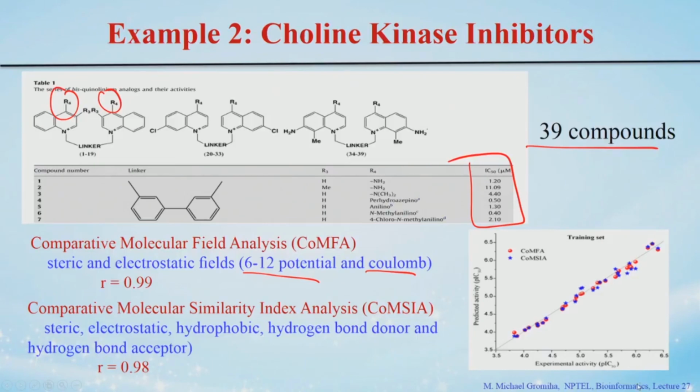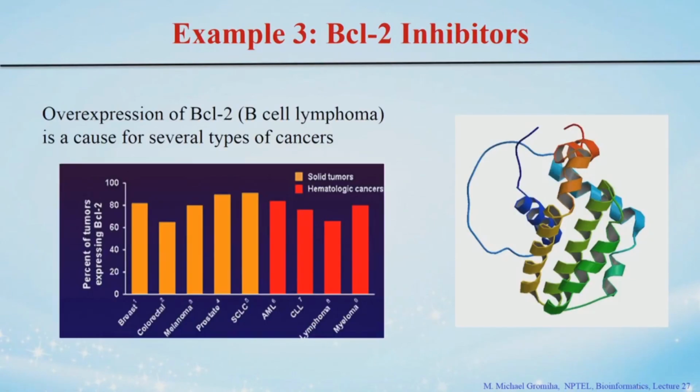Then I will explain another important example, the BCL2 inhibitor. This is the work done in our lab. So, here the BCL2, this stands for B cell lymphoma, right.